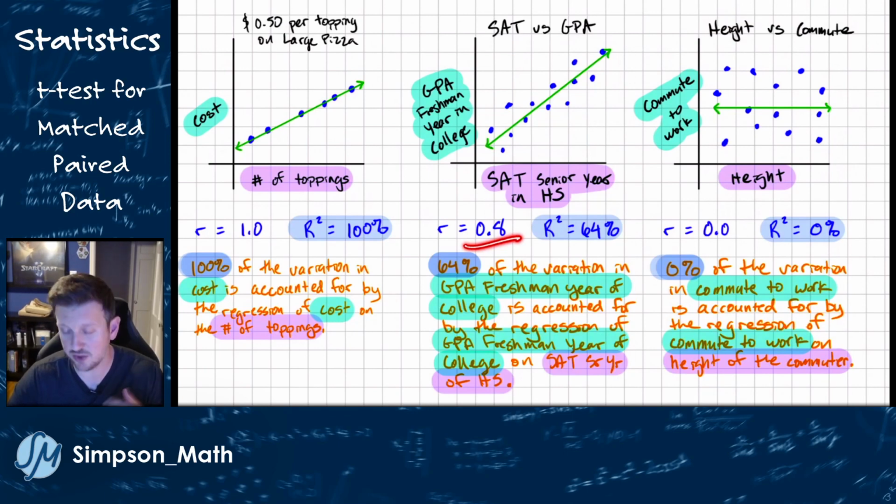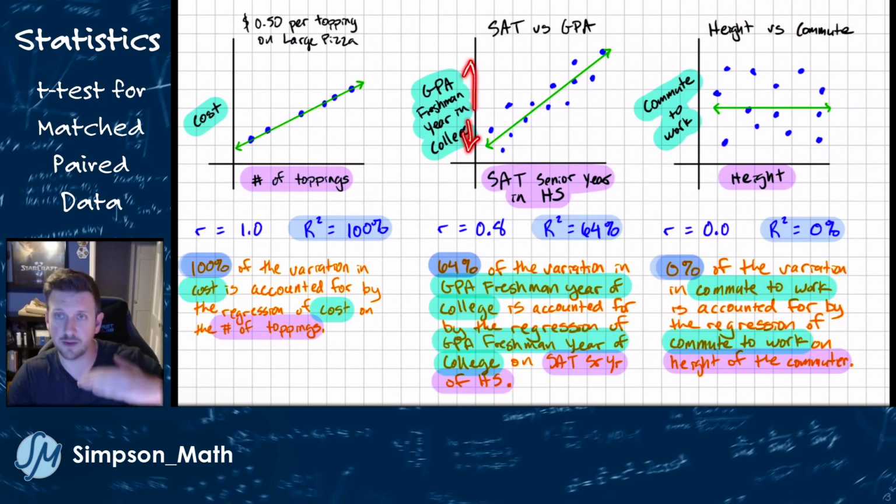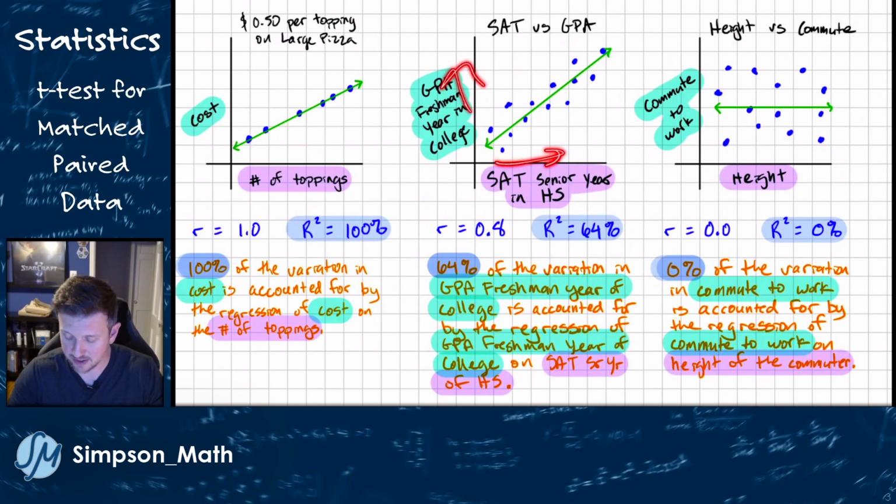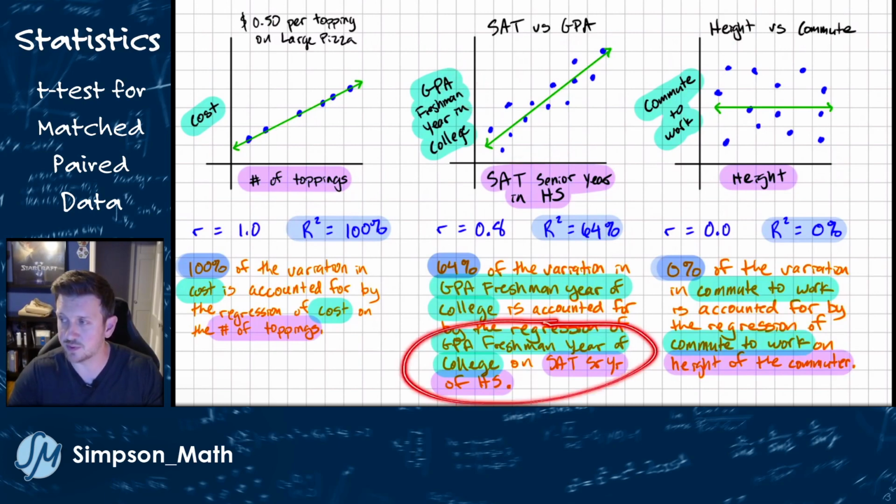If I square 0.8, you get 0.64. Written as a percent, that would be 64%. So we would say 64% of the variation, 64% of the changes in Y, 64% of the variation in the GPA freshman year of college is accounted for by the changes in our X and our Y, accounted for by the relationship between X and Y.